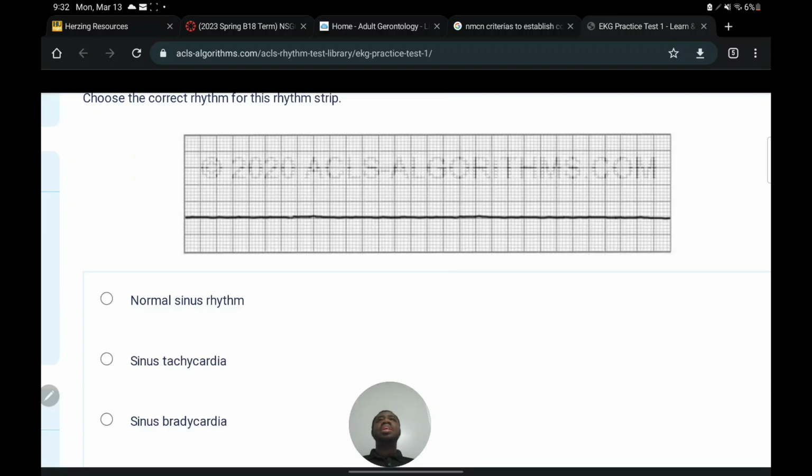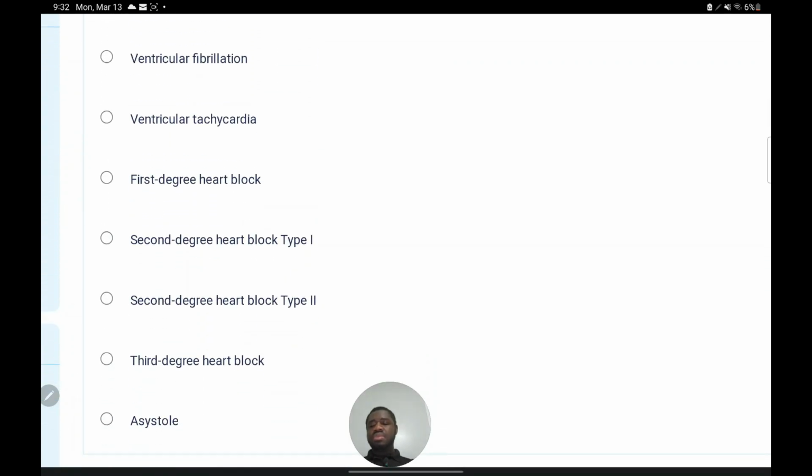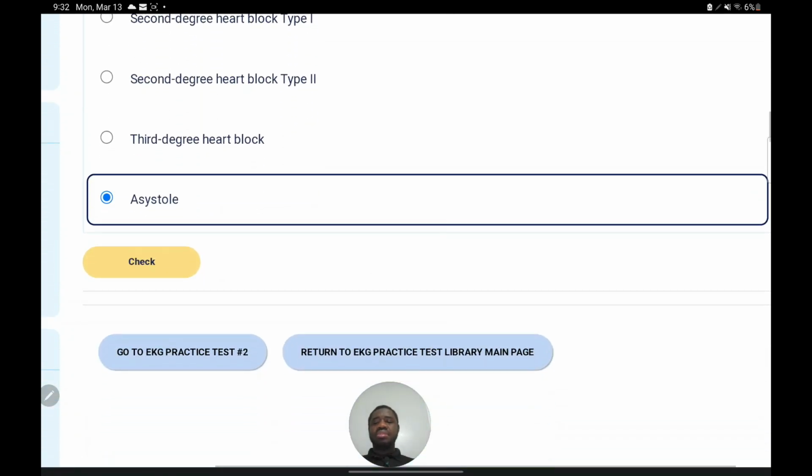Asystole is an abnormal EKG graph in which there is no electrical activity. There are no P waves, no QRS complexes, and no T waves. So the graph is flat. So this is asystole.